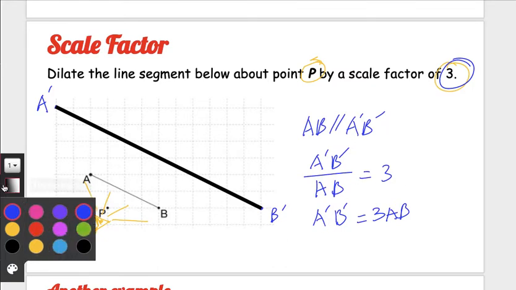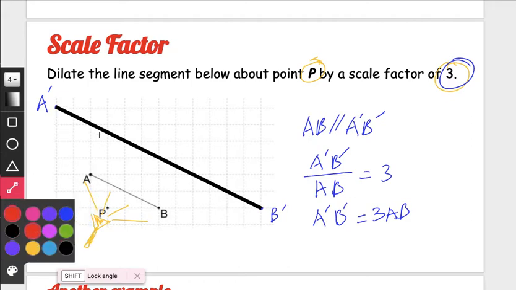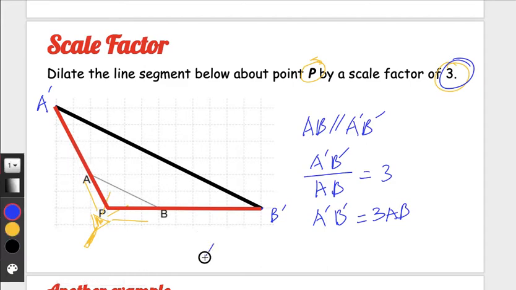And another interesting thing I want to show you here is, let's connect to the B prime here. Maybe I use a different color so it's easier to see. Let's use red. You see, once I connect everything here, we actually have two triangles, triangle PAB and triangle PA prime B prime.